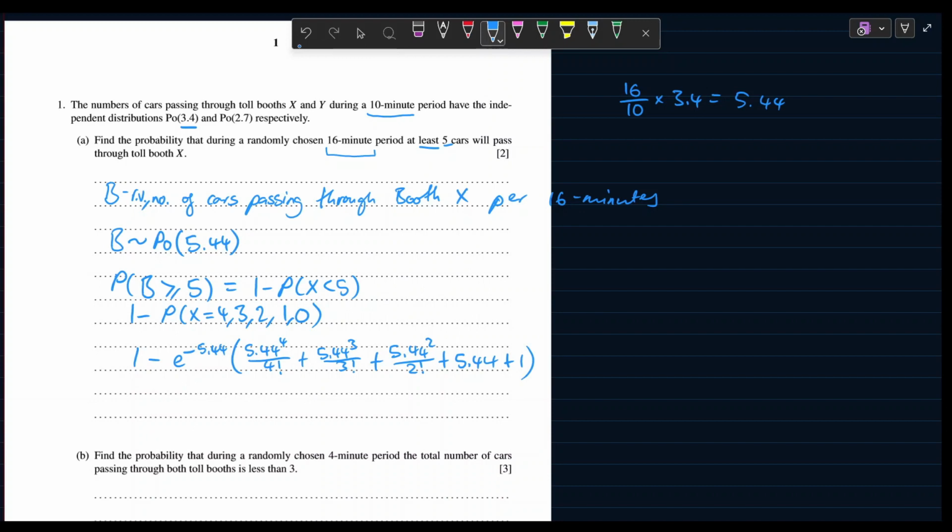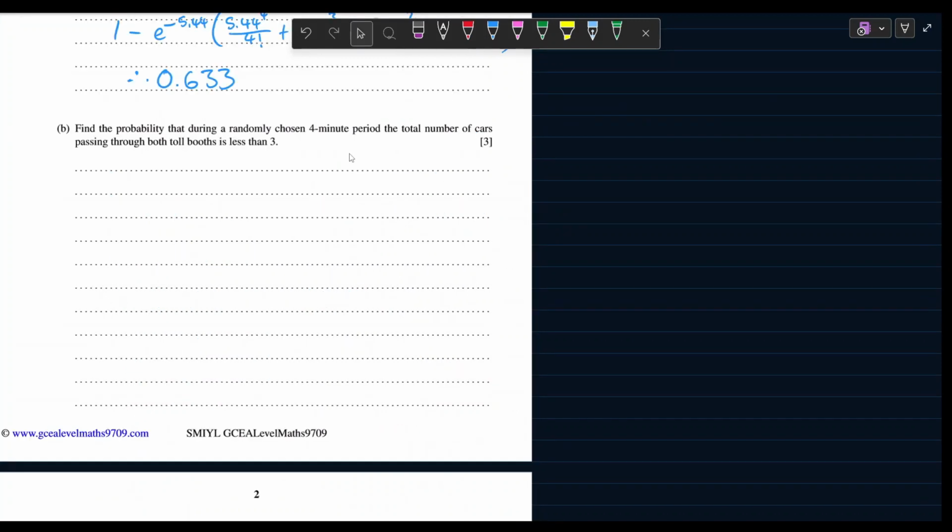Let's punch this into the calculator. That's 1 minus e to the negative 5.44 times 5.44 to the 4 over 4 factorial plus 5.44 to the 3 over 3 factorial plus 5.44 squared over 2 factorial plus 5.44 plus 1. So we get a final answer of 0.633.